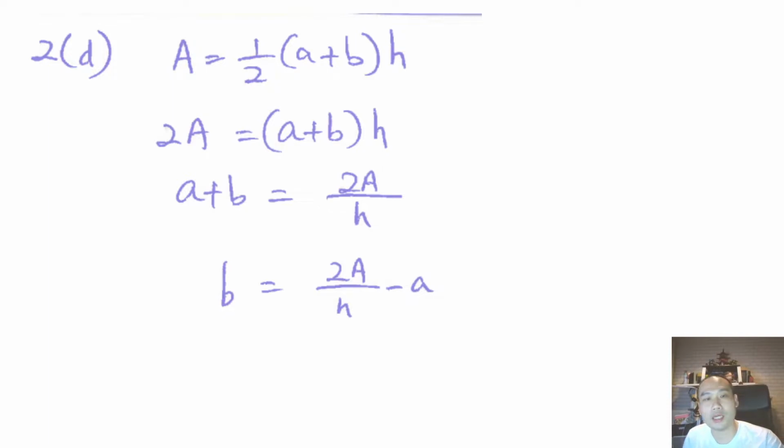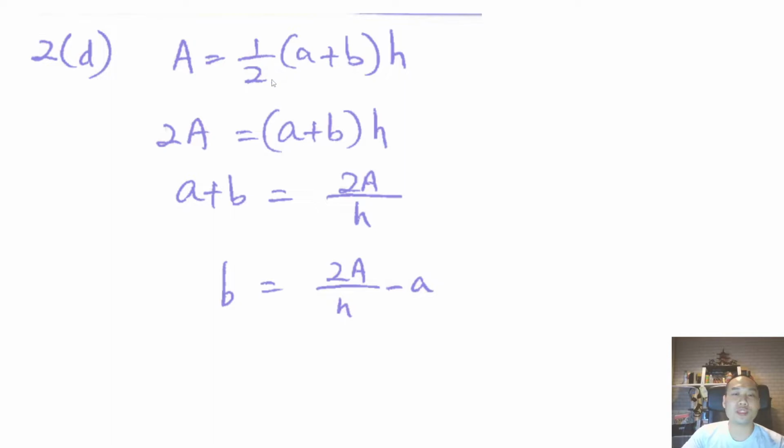This time round, those of you who remember the lesson from mensuration will recognize that this is the area of a trapezium, the formula. This time around, we want to make B the subject. So how do we go about doing it?